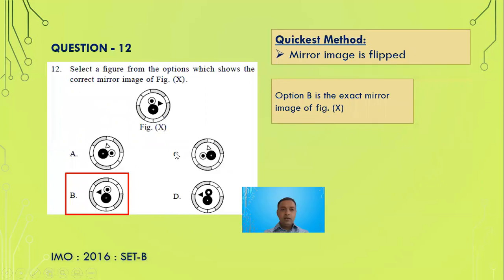Okay. Select a figure from the options which shows the correct mirror image of figure X, isn't it? And with all the options, the correct is B. If you place a mirror here, then this arrow, which right now is pointing towards the right, will start pointing towards the left. Also, this circle which is on the left side will again be on the right side when you place a mirror. So the arrow pointing towards left and circle on the right side, so option B is the correct option of the mirror image of figure X.